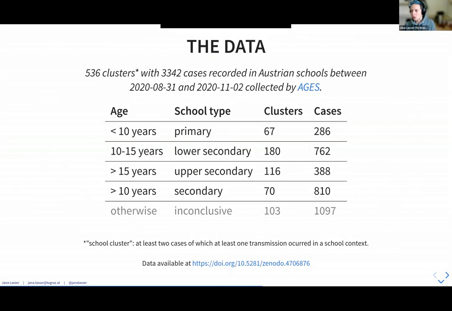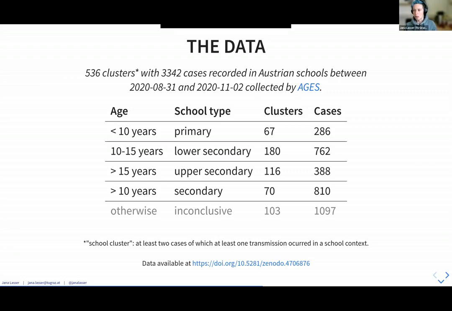Now, before I dive into how we perform the calibration, let me quickly introduce you to the data we used to calibrate. Thankfully, we got a quite fine-grained data set of clusters, outbreaks that occurred in Austrian schools by the Austrian Agency for Food and Health, the AGES, which produced these cluster tracing data in cooperation with the local health authorities. We have a total of 536 clusters over different school types with a bit over 3,300 cases.